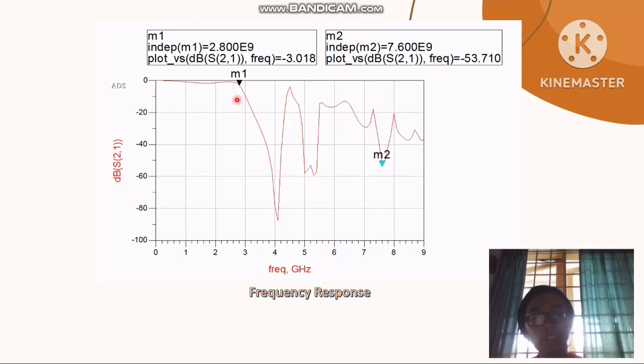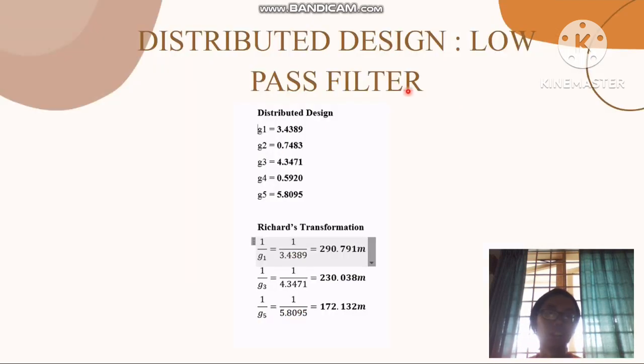So this is the frequency response of the lump design low pass filter. We can see at 2.8 gigahertz, the attenuation is negative 3 dB, and then at 7.6 gigahertz, the insertion loss is negative 53 dB. So this is our desired result. After the lump design, we need to design the distributed design for low pass filter.